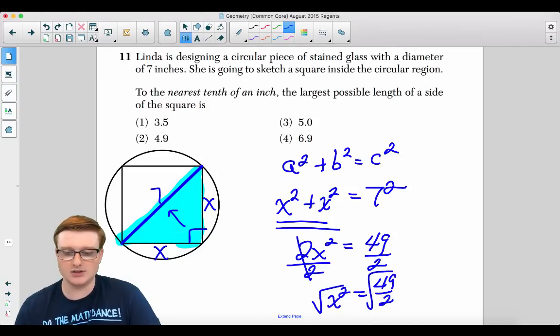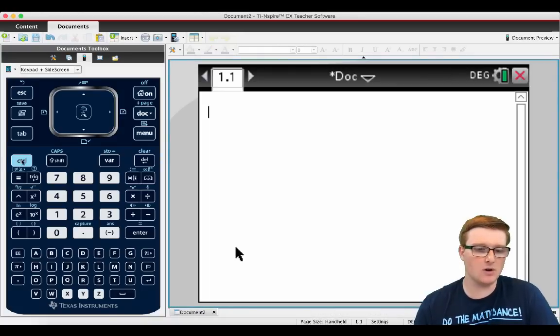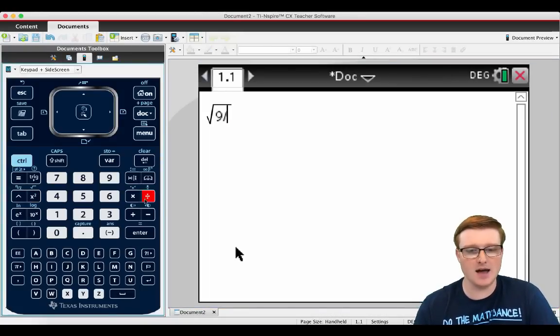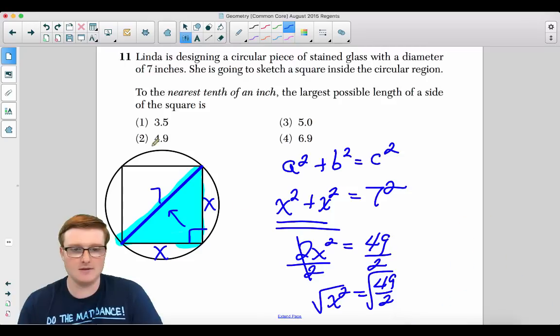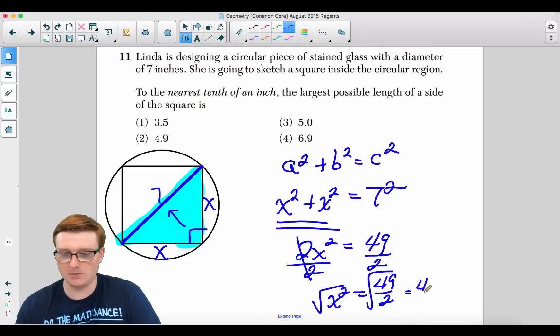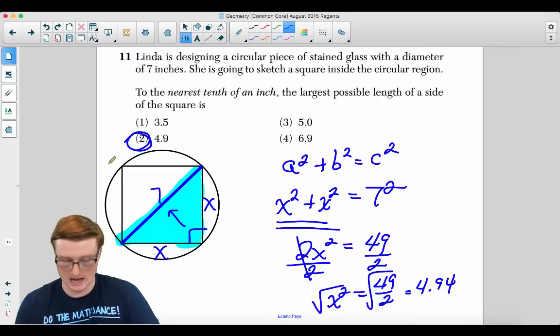Take the square root of both sides, and I'm going to type in the square root of 49 halves. By the way, I use the TI Inspire calculator. It is one powerful tool, so make sure that you get it. It's on my website if you need a link. And that gives you 4.94. It says to the nearest tenth of an inch, that is equal to 4.9.